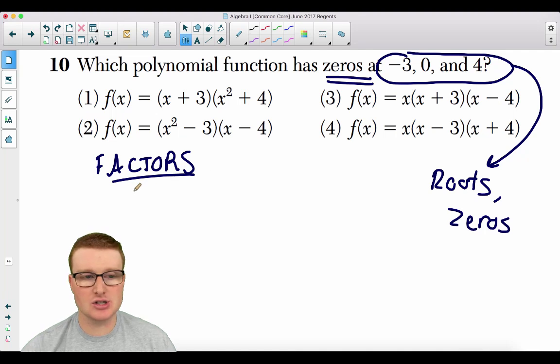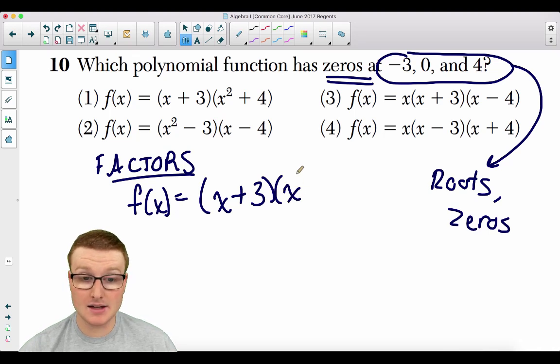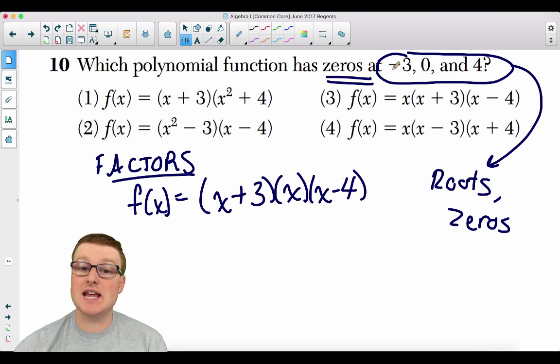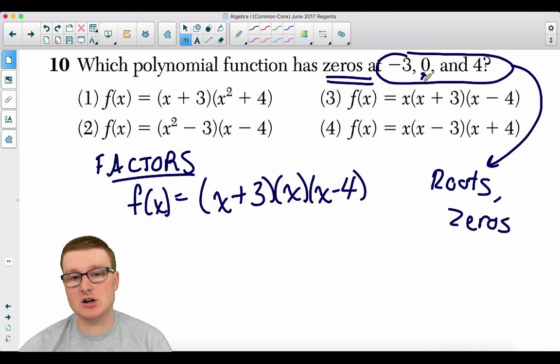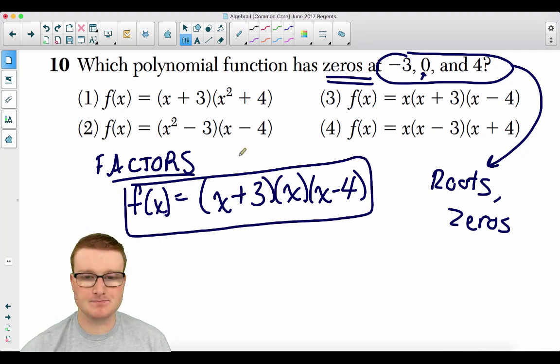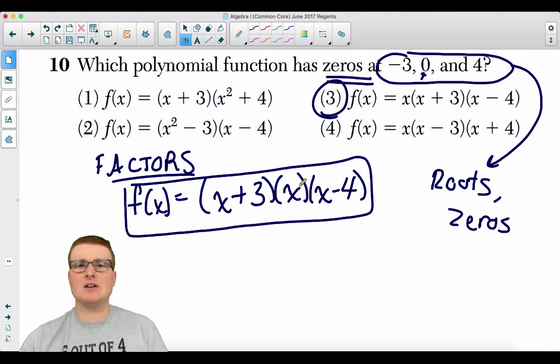The factors are f of x is equal to x plus 3, x, and x minus 4. Okay? Those are your factors. You just take the opposite of what's given. Now, if it's a 0, it's just an x. Okay? So if we look at all of our answer choices, do any of those match this? X, x plus 3, and x minus 4. Bingo. Choice 3.